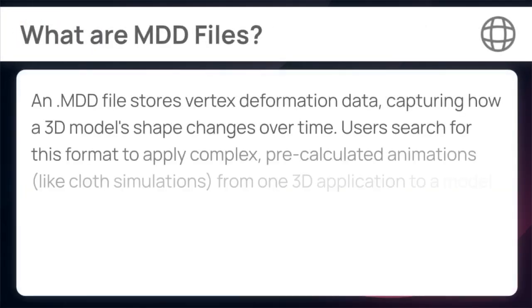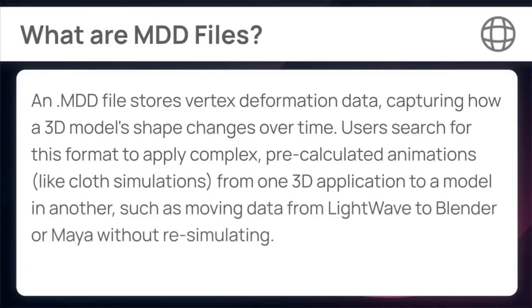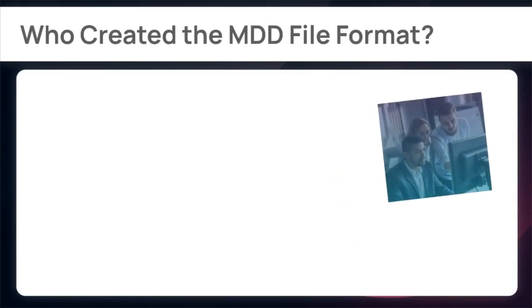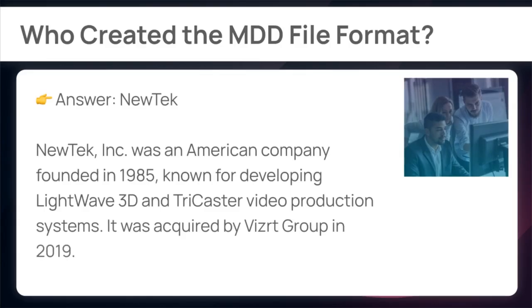An MDD file stores vertex deformation data, capturing how a 3D model's shape changes over time. Users search for this format to apply complex pre-calculated animations, like cloth simulations, from one 3D application to a model in another, such as moving data from LightWave to Blender or Maya without resimulating.